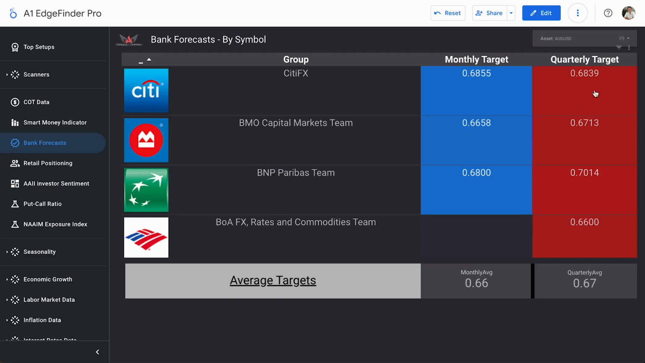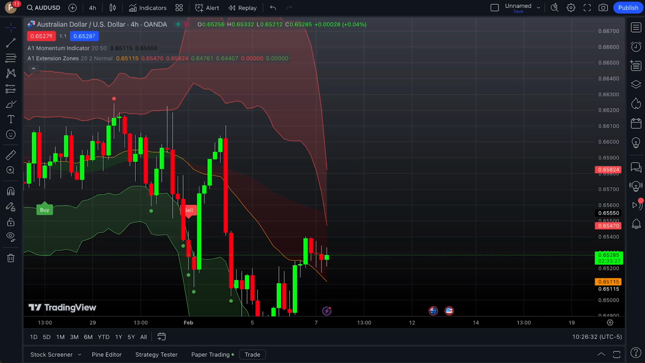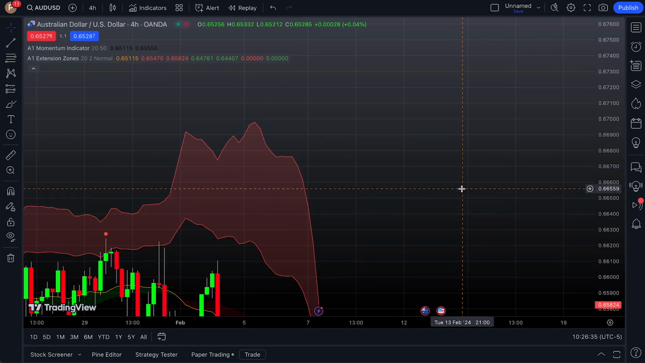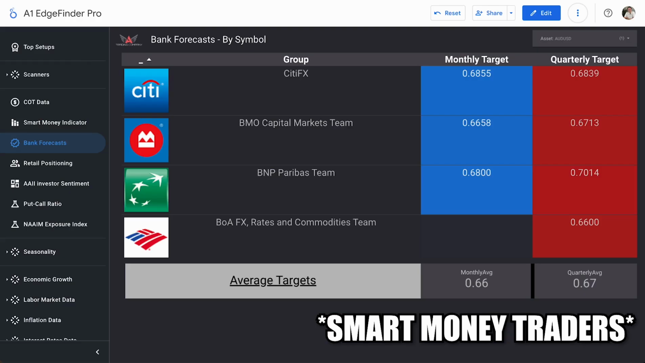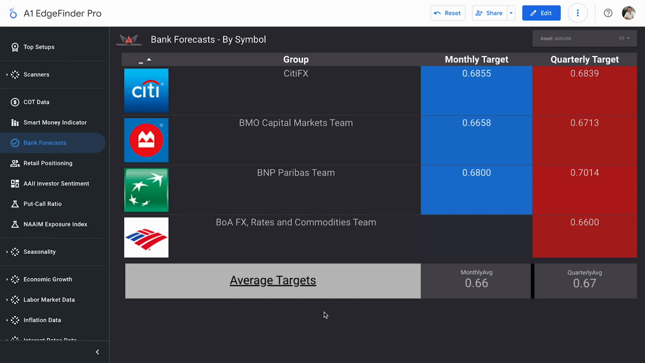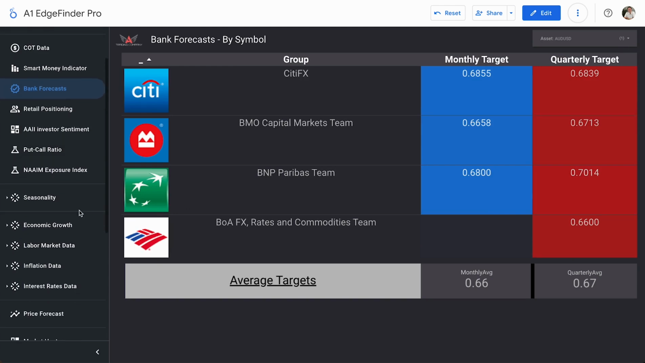And in fact, if we take a look at their quarterly target, so on a 3-month average, where do they think price is heading? They see it at 0.67 all the way up here. So retail traders are 50-50 on the dollar right now. They're favored short on the Australian dollar. Retail traders are going long. Smart money traders are still seemingly bearish, but banks seem to be bullish on AUD USD. Let's keep going and see if we can get a little bit more information.